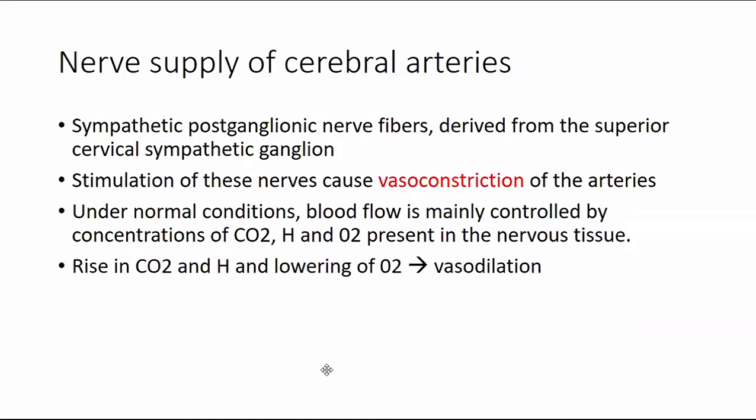Now, nerve supply. The nerve supply of the cerebral arteries are sympathetic postganglionic nerve fibers derived from the superior cervical sympathetic ganglion. Stimulation of these nerves causes vasoconstriction of the arteries. Under normal conditions, the blood flow is mainly controlled by concentrations of carbon dioxide, hydrogen, and oxygen present in the nervous tissues. A rise in carbon dioxide and hydrogen and a lowering of the oxygen tension in these nervous tissues can bring about vasodilation of these arteries.